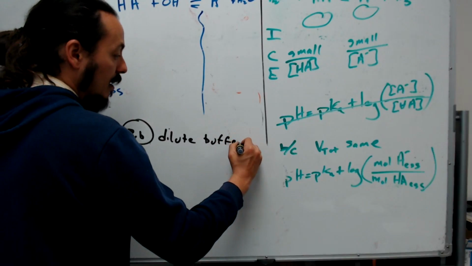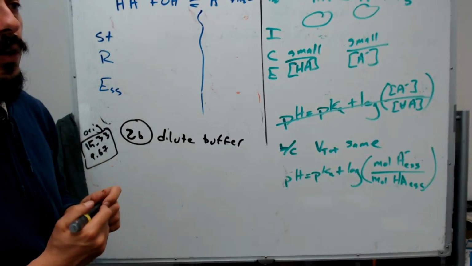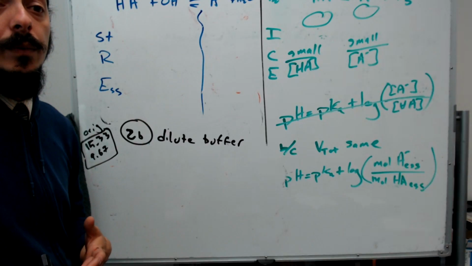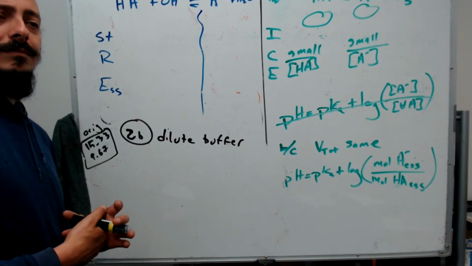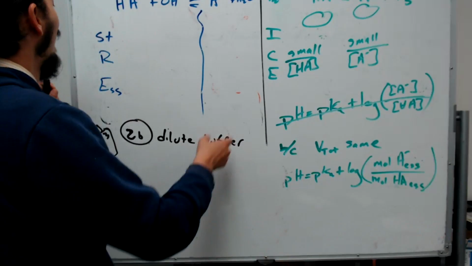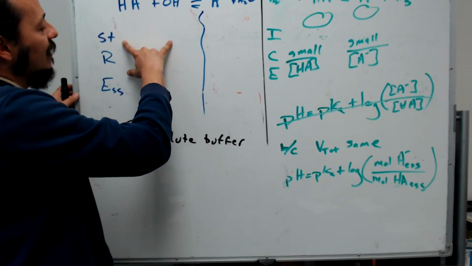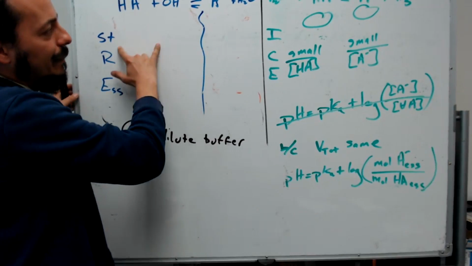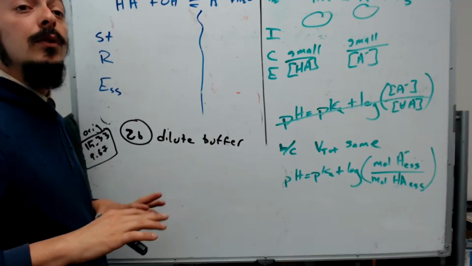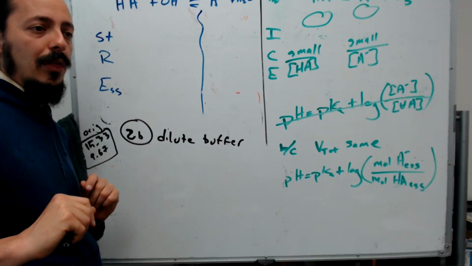Dilute buffer. Now, you all should already at this point be able to tell where we're going and what we're going to do. We essentially need to figure out how many moles we start with and how many moles we add. Let's do it for 1 milliliter this time rather than 2 milliliters.